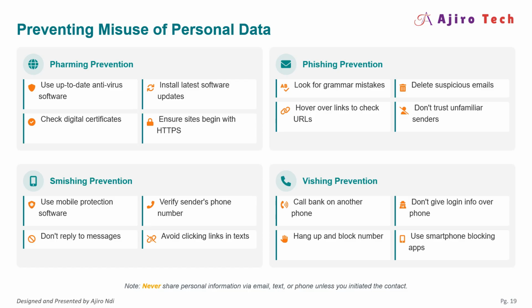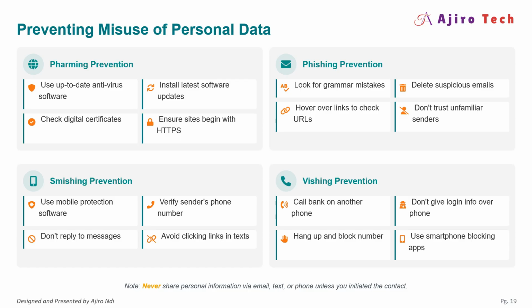For pharming: up-to-date antivirus, latest software updates, digital certificate, very important. And then ensure the sites that you are being redirected to begin with what? Hypertext Transfer Protocol Secure. Phishing: look for grammar mistakes. Delete suspicious emails. Hover on links to check the URL. Don't trust unfamiliar senders. For smishing, use mobile protection software.